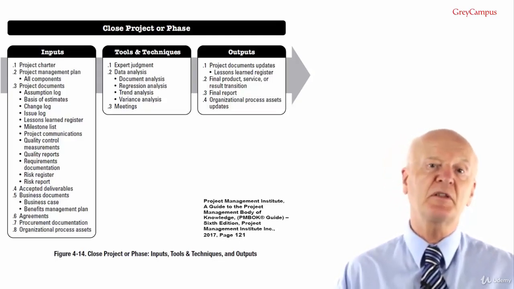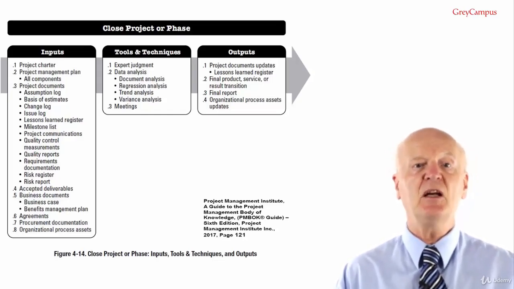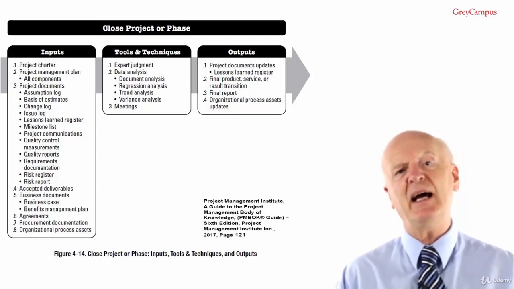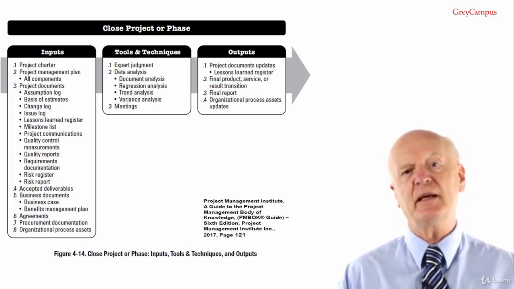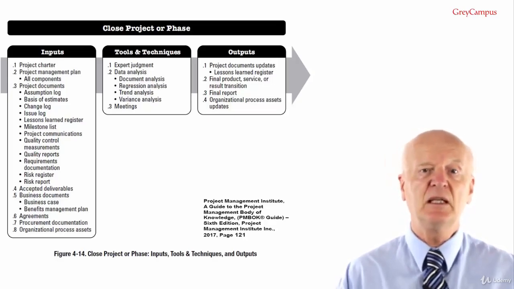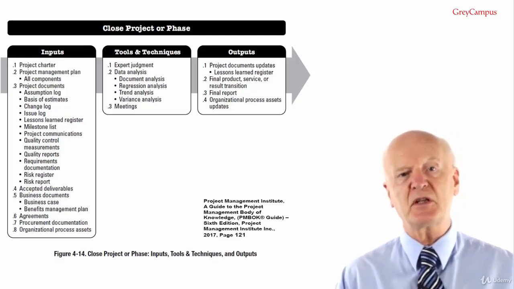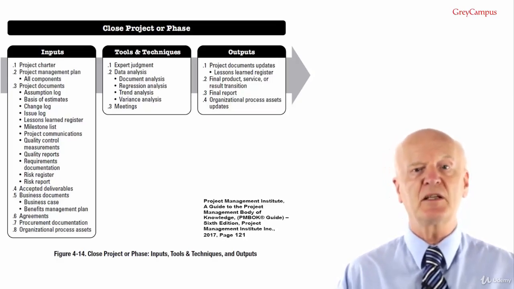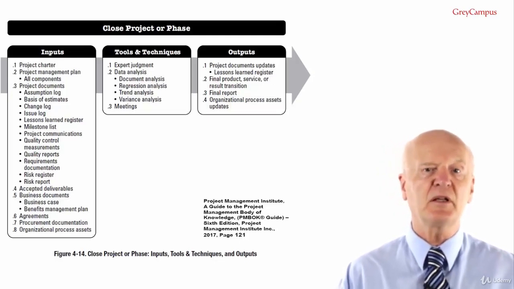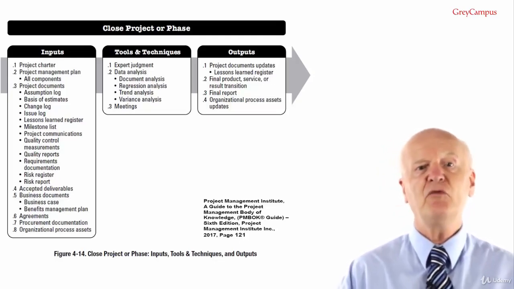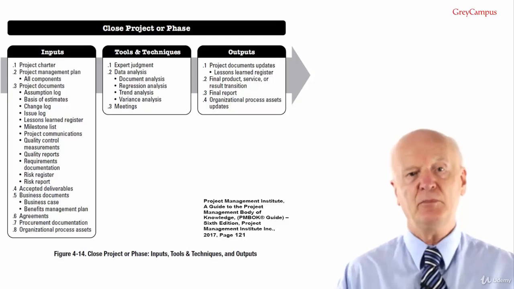Number 2, final product, service or result transition. A product, service or result once delivered by the project may be handed over to a different group or organization that will operate, maintain and support it throughout its life cycle. This output refers to the transition of the final product, service or result that the project was authorized to produce, or in the case of a phase closure, the intermediate product, service or result of that phase from one team to another. Number 3, final report.